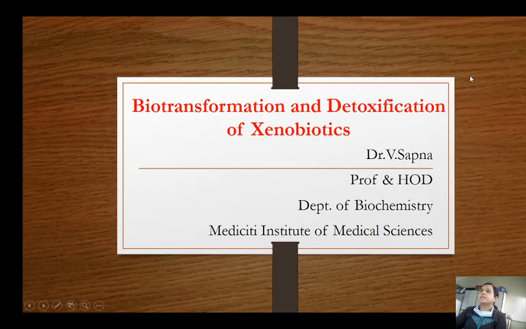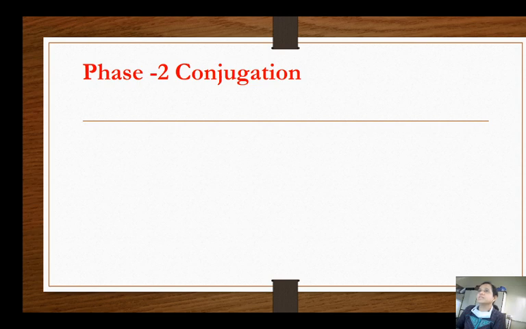Good morning class. In continuation of yesterday's class, that is biotransformation, xenobiotics, biotransformation and detoxification of xenobiotics. In the previous class, we have seen the definition of all these things, the types of xenobiotics, and how these xenobiotics are metabolized in our body. The liver is a major organ that helps in detoxifying, and it does so in two phases. We have already covered phase 1 that includes oxidation, reduction and hydrolysis. Now we'll move on to phase 2, that is conjugation.